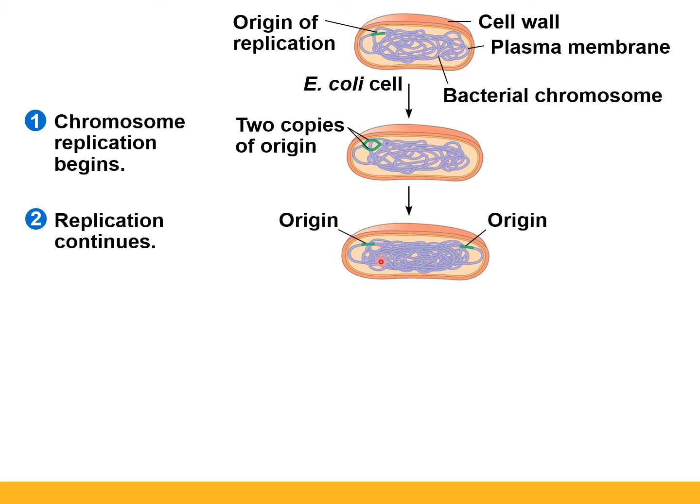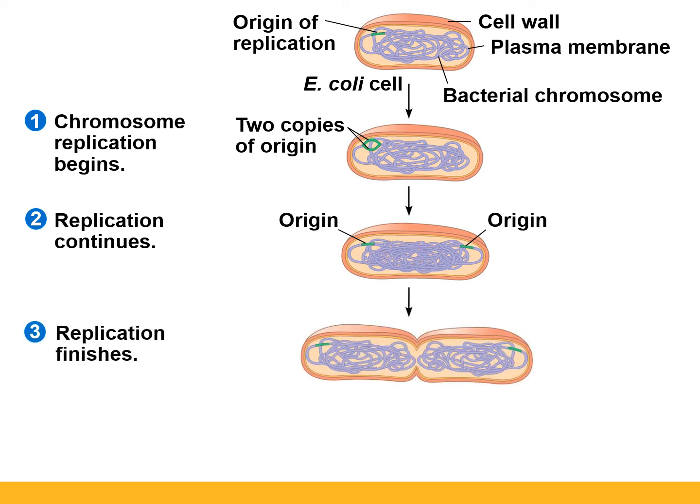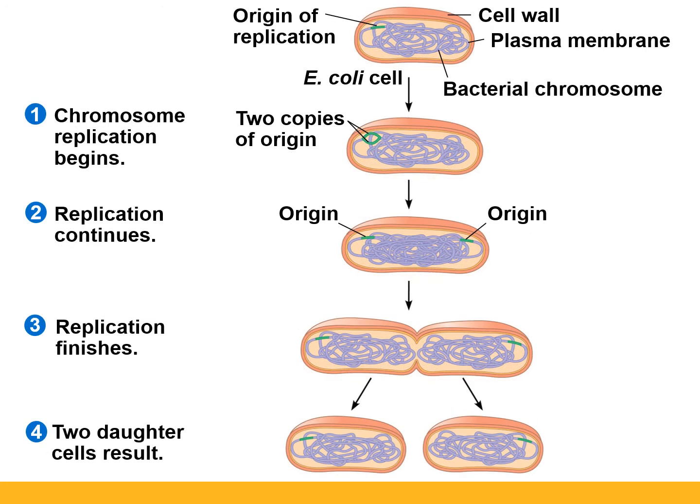So now we have two copies of the chromosome. If you have a probe for the origin of replication, you can see two locations of that once the replication has proceeded. After replication is completed and we have physically separated the chromosomes, then we begin to see that pinching and formation of cell wall to complete binary fission. Once we have those two daughter cells, now we have two independent organisms.